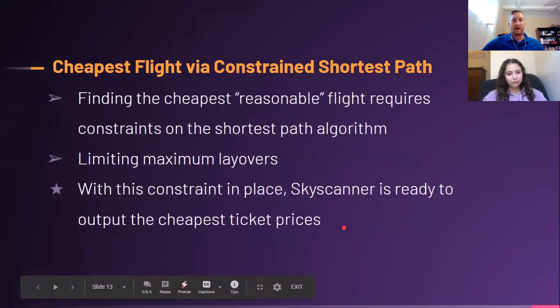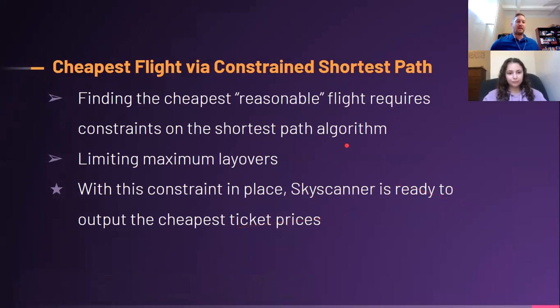So cheapest flight via constrained shortest path. What that does is, Skyscanner would use every single shortest path they can find. So say there's 10 short flights, they're $50 each. That'd be a $500 ticket, but maybe no one wants to have 10 different layovers. So what they do is they put constraints in.